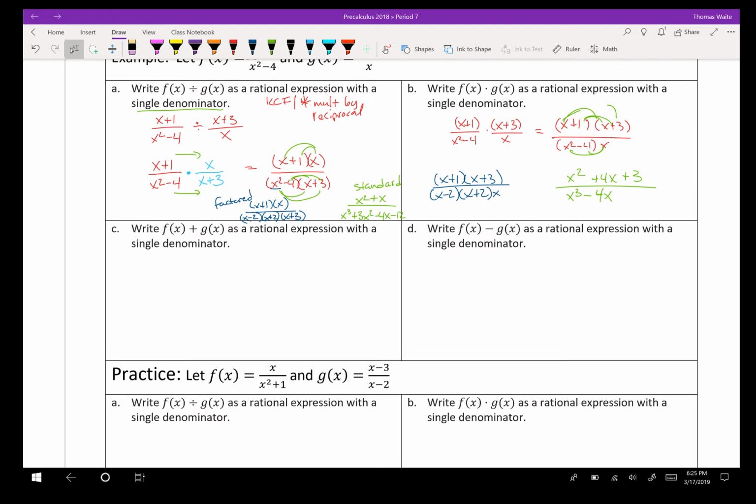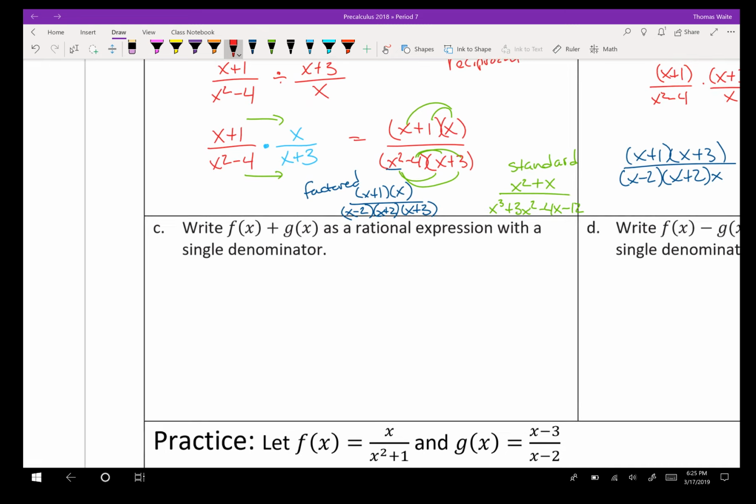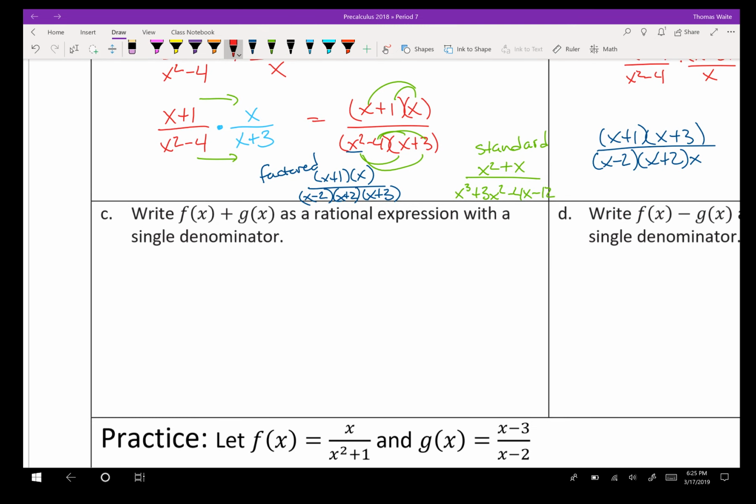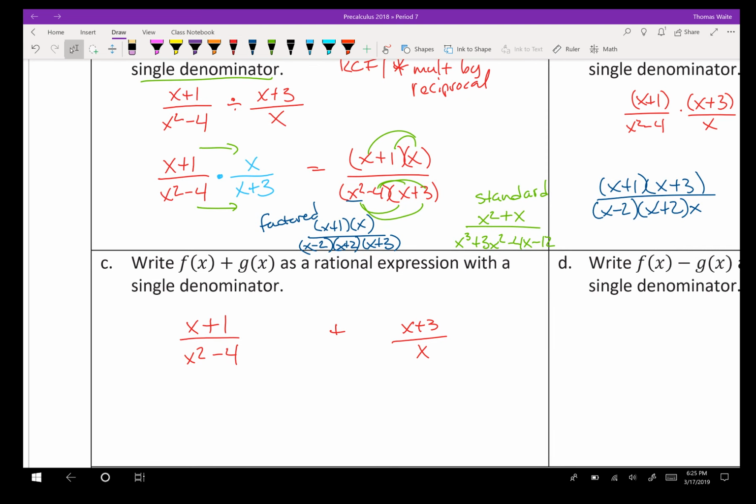Let's move on to addition and subtraction. These two are very similar. So I'm going to start by just writing my problems, and I'm going to leave myself some space because we're going to manipulate these. That's my f of x plus my g of x, which is (x + 3)/x. I think? Yes. All right.